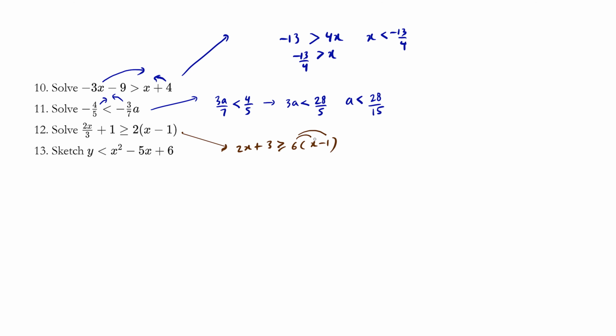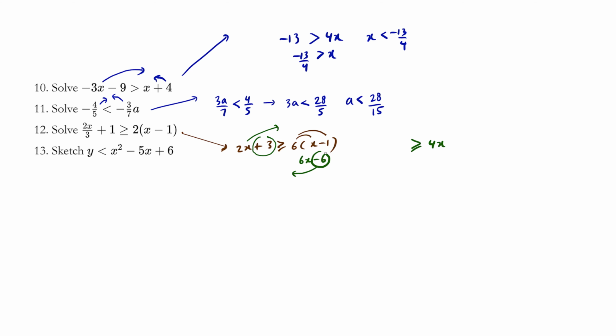Let's use distribution here. We have 6x minus 6. We want to collect the x's to the right, and we want to throw the numbers to the left. The inequality sign remains the same. So we have 6x minus 2x is 4x. And we have a 3 here, a positive 3.